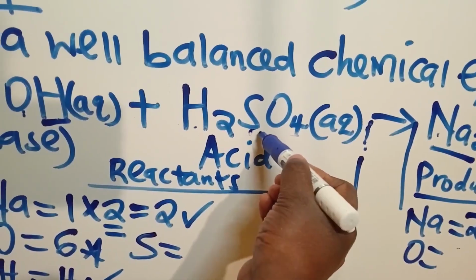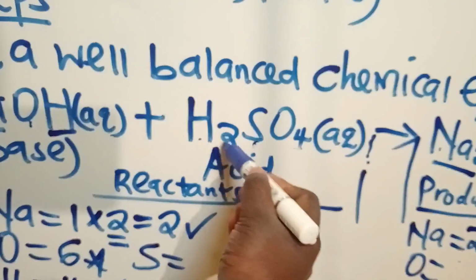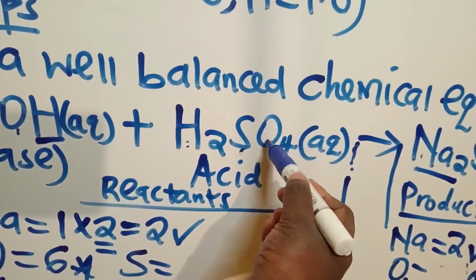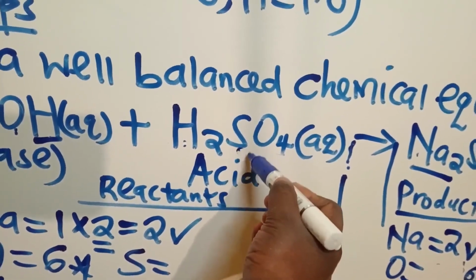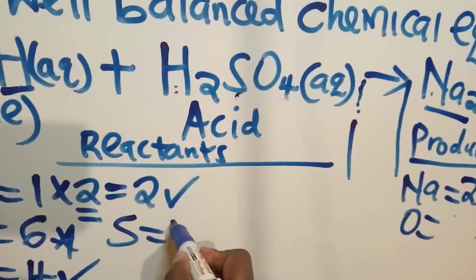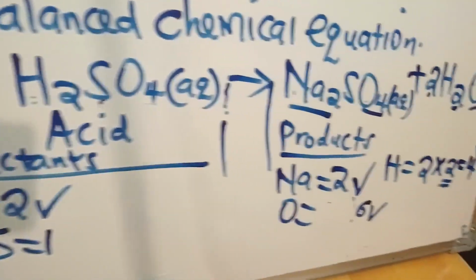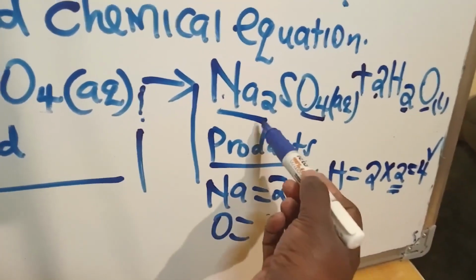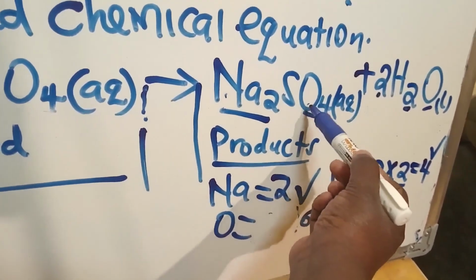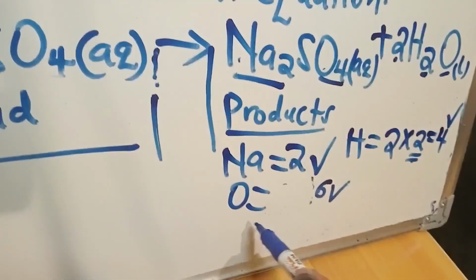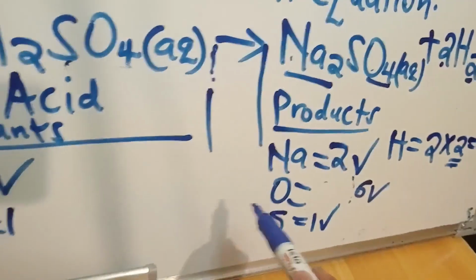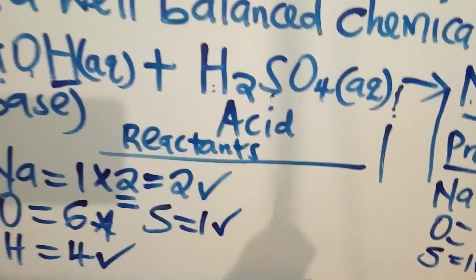Why are we saying that it is 1? It's because these 2 belongs to hydrogen only, where this 4 is for oxygen alone. So sulfur does not have any number, meaning sulfur is just 1. So we indicate that our sulfur is 1. On the other side, the same happens: these 2 belongs to sodium, this 4 belongs to oxygen, and so sulfur is again 1. So we write sulfur 1, and then we say that sulfur is already balanced.